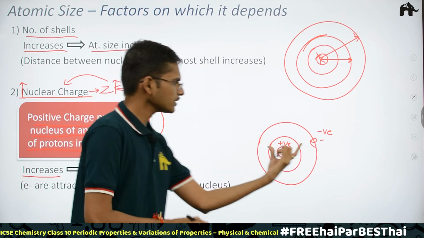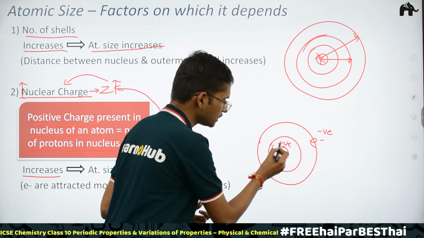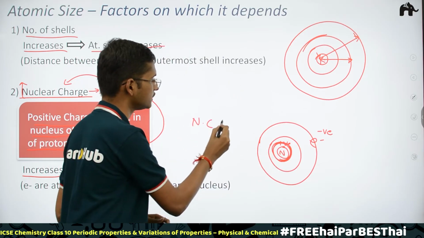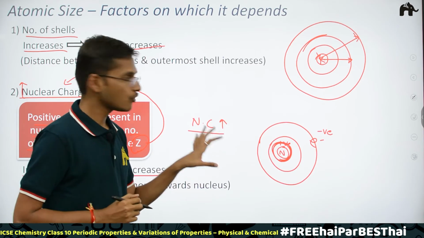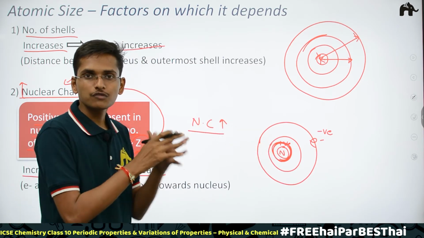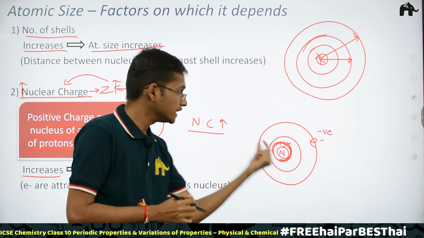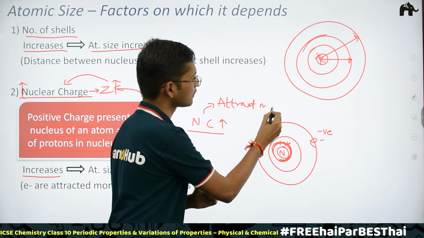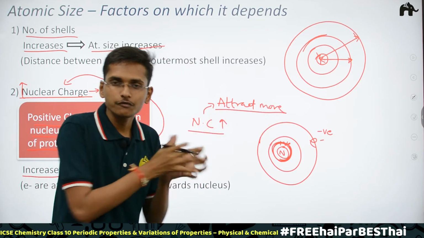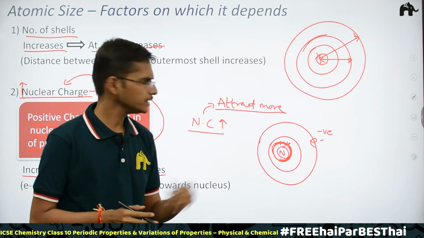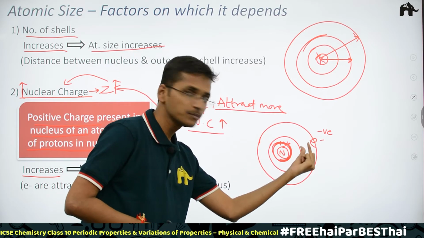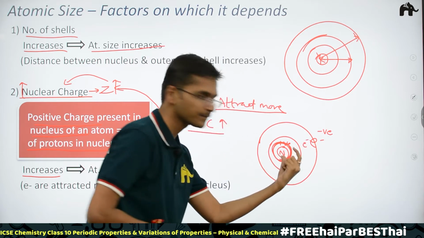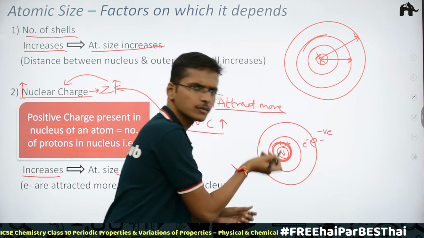Now when we increase the nuclear charge, the nuclear charge has increased. So what would happen? Initially the force with which it was pulling the electron, now it would attract more, right? It would pull the electron with more force. Now think logically: if the nucleus is now pulling the electron with more force, it would definitely come closer to the nucleus, right? Somewhat here, suppose it comes somewhat here.